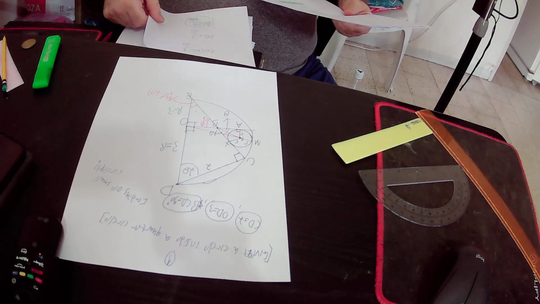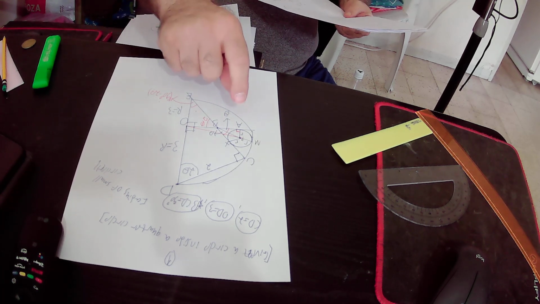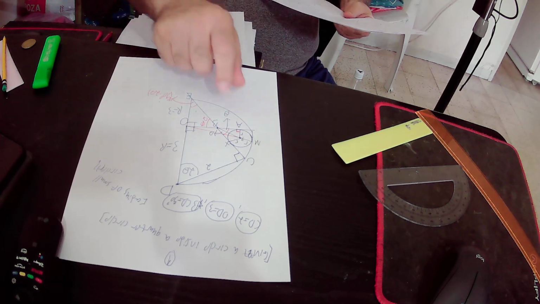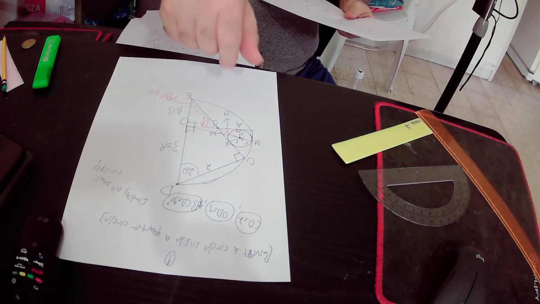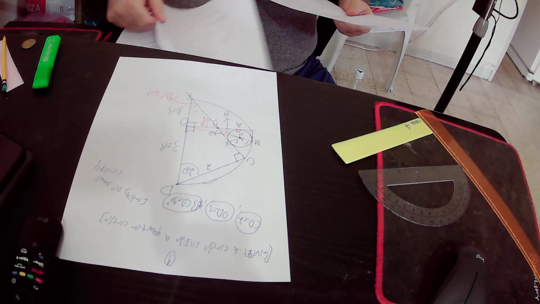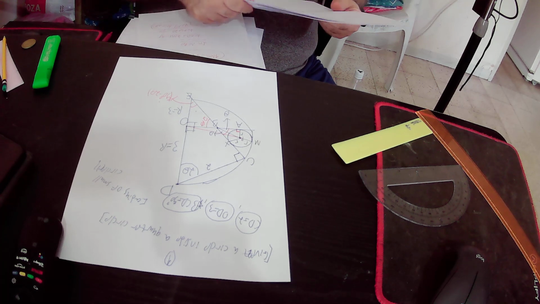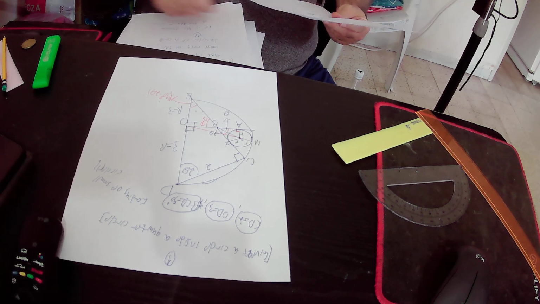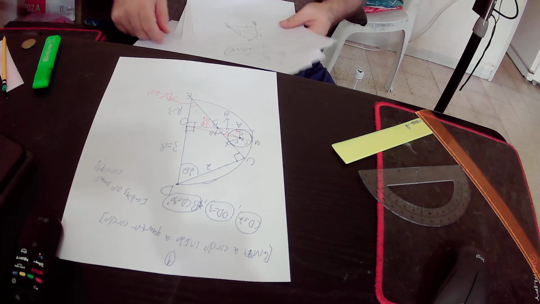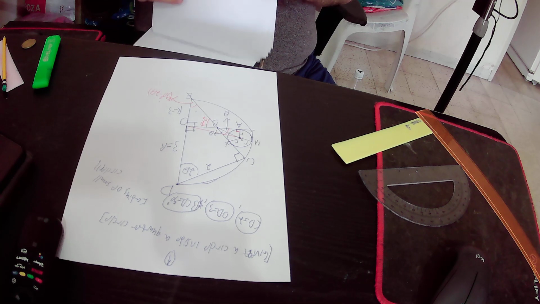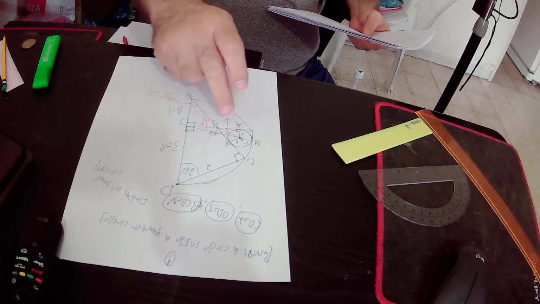First of all, we define the center of the small circle as point P. Then we join together by a straight line points A and P, and we join together by a straight line points P and X, and we also join together by a straight line points B and P. Okay. And we defined angle ABP as theta.